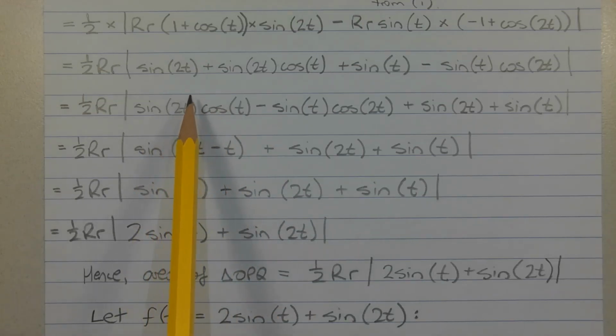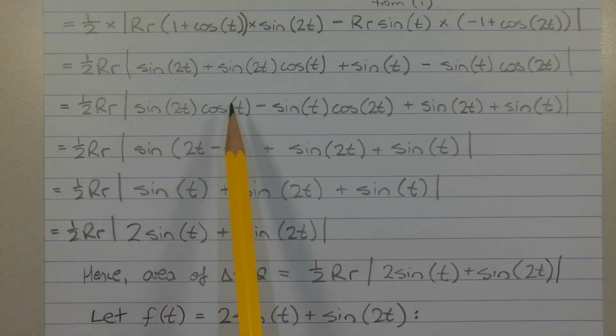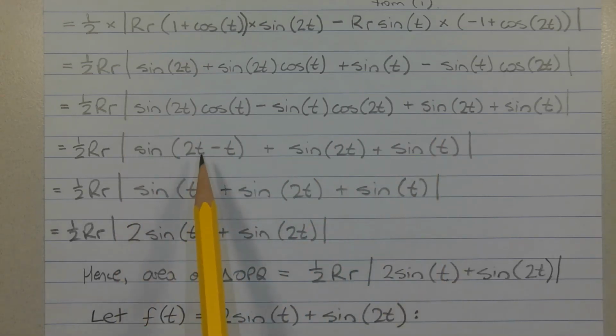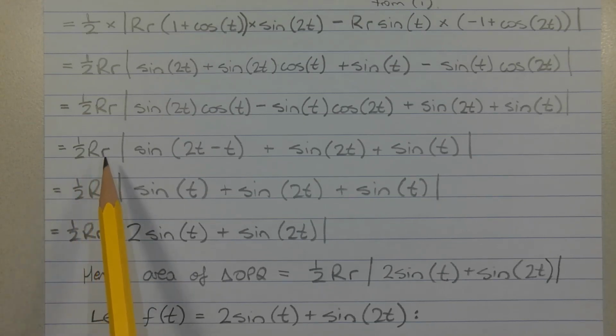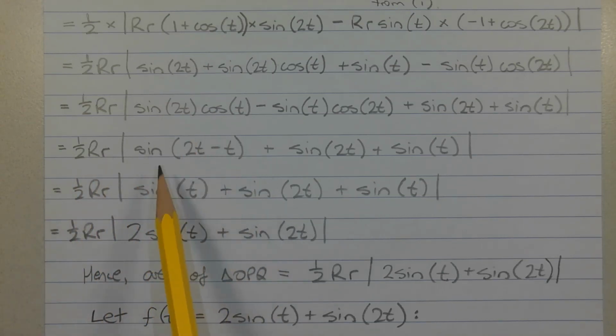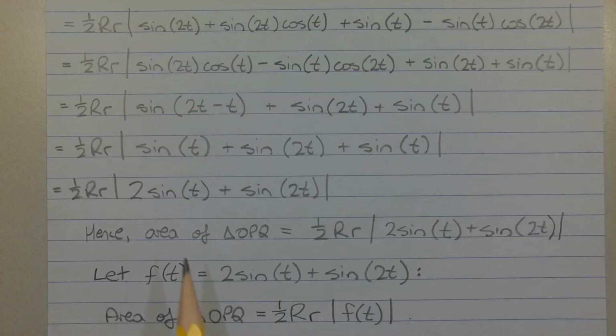Now, if we let, say, capital A equal 2t and capital B equal t, we got sine A cos B minus sine B cos A. And that can be simplified to sine of 2t minus t in brackets, so the difference between the two angles. So the expression becomes half times capital R times the magnitude of sine 2t minus t in brackets plus sine 2t plus sine t. And that's equal to half times capital R times the magnitude of sine t plus sine 2t plus sine t, which equals half times capital R times the magnitude of 2 sine t plus sine 2t.